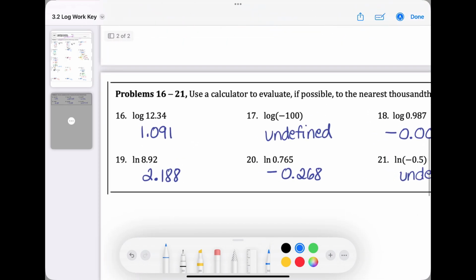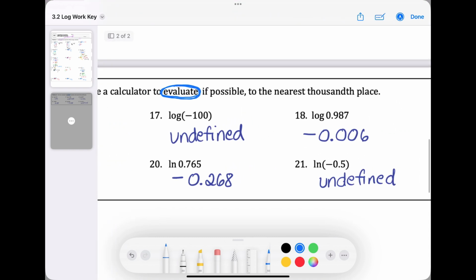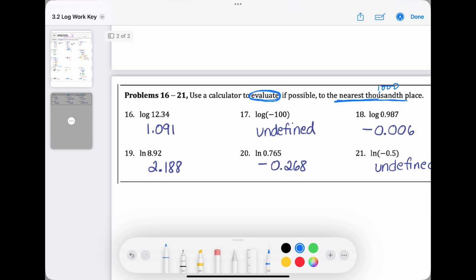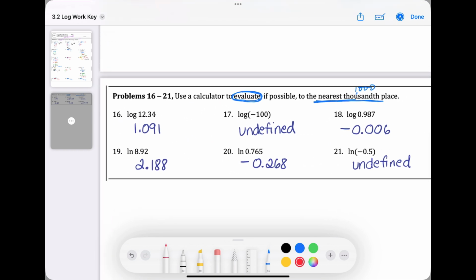Now, we got to face some boring things. When you use your calculator to evaluate, you're going to give me a number, right? So it's okay to have a decimal. Nearest thousandth is 1, 2, 3, because in 1,000 you see 3 zeros, so 3 decimals. So therefore boring, but just plug in the calculator, get it.